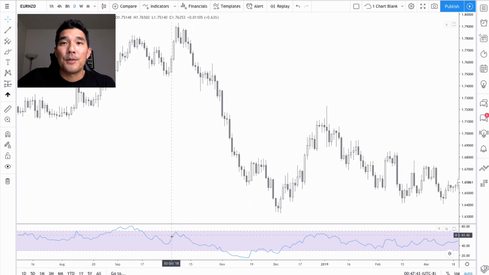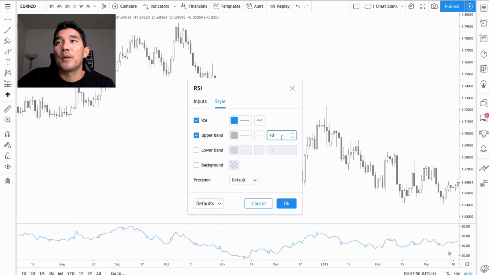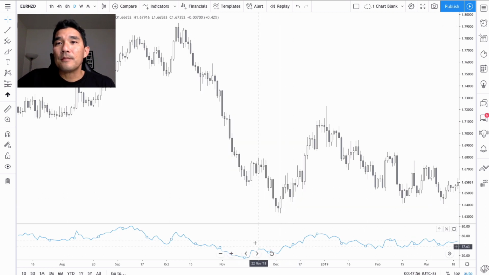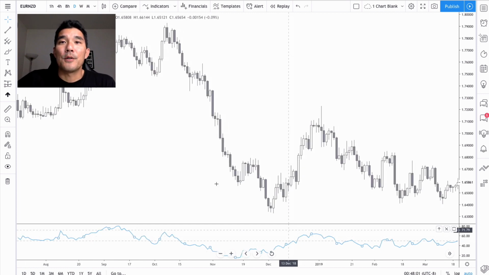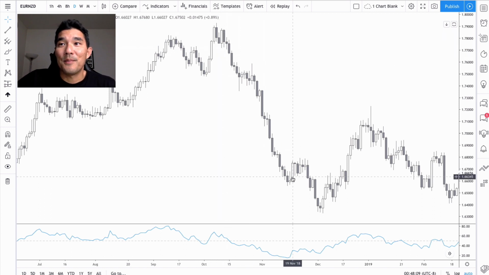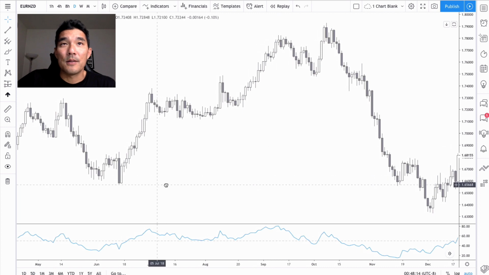So we're going to adjust this setting. We're going to take this out and set this to 50 and then 14. Okay, so now we have this dotted line in the middle, and that's the level that we're going to look at. So basically we're looking for a strong trend. This is a strong trend, but the RSI already crossed up here, so that wouldn't be a valid signal.